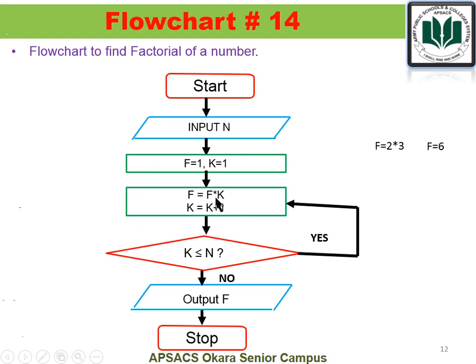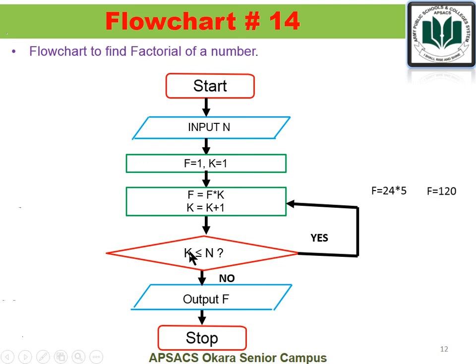Again we will multiply k with f. So 6 multiplied by 4 equals 24. So again the value of k will be incremented by 1: 4 + 1 is 5. Is 5 less than or equal to n? Yes, it is true, 5 equals 5. So again the value of k will be multiplied with f. The new value of k is 5, and 5 multiplied by 24, because the value of f is 24.